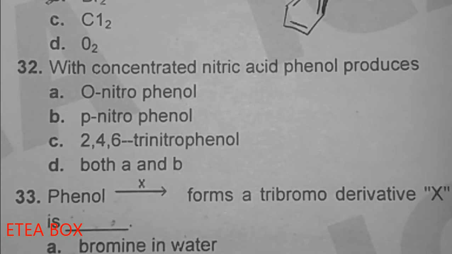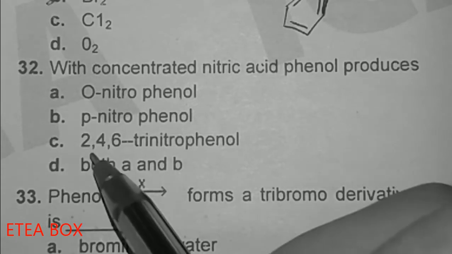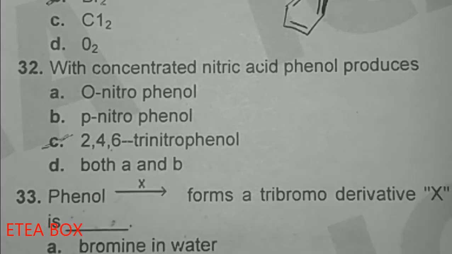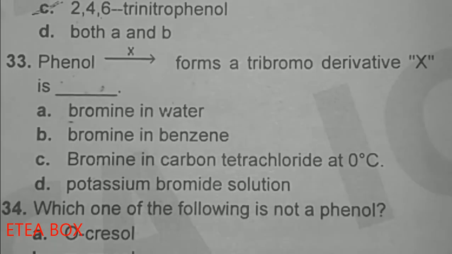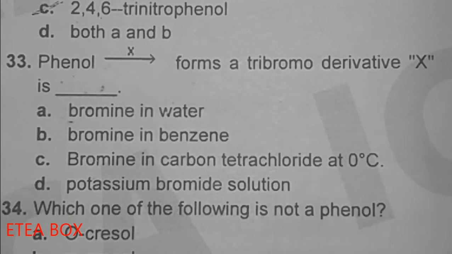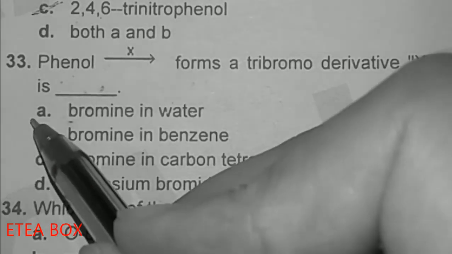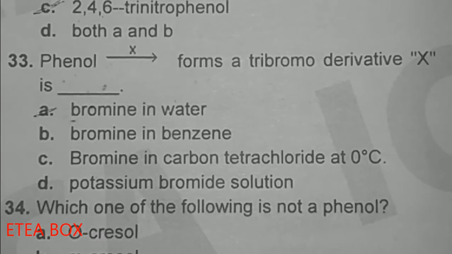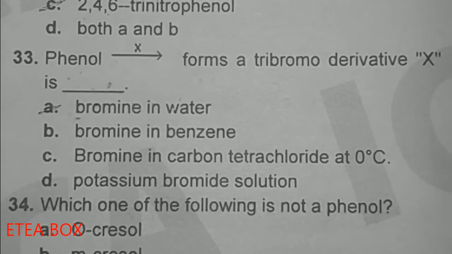With concentrated nitric acid, phenol produces 2,4,6-trinitrophenol. When the nitric acid is concentrated, it produces 2,4,6-trinitrophenol. Phenol, when reacted with X, produces a tribromo derivative. X is bromine in water, so option A is correct. This is the halogenation reaction of phenol, or addition of bromine to phenol. We use bromine in water, which is also called bromine water.